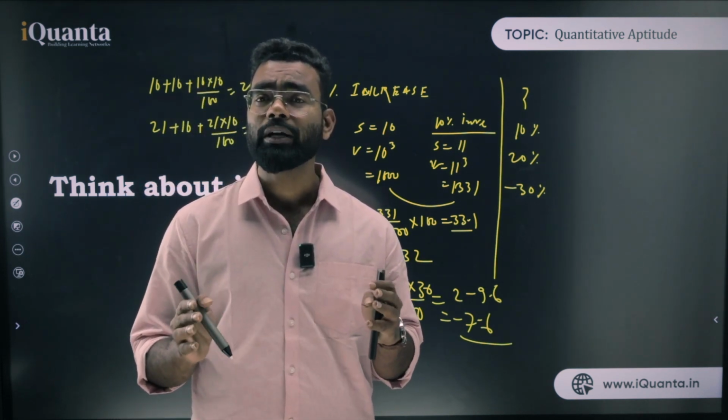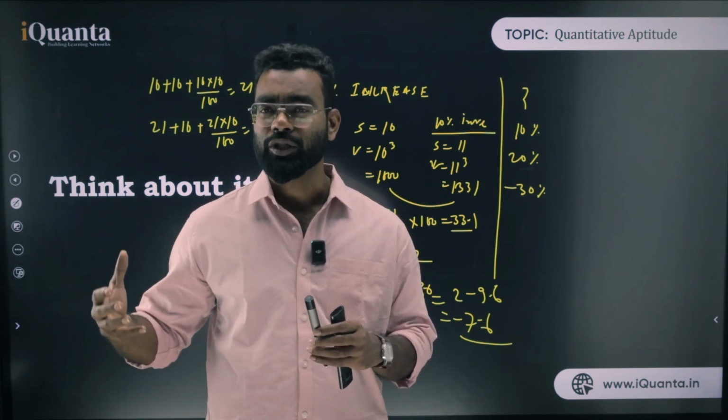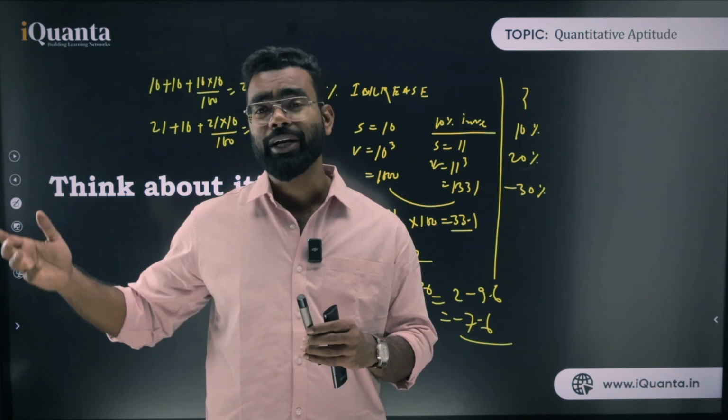Why? Because these two are one dimensional. Think about it, both are one dimensional. But the area is two dimensional. That's why it is 10 square. That's why it is 21%.